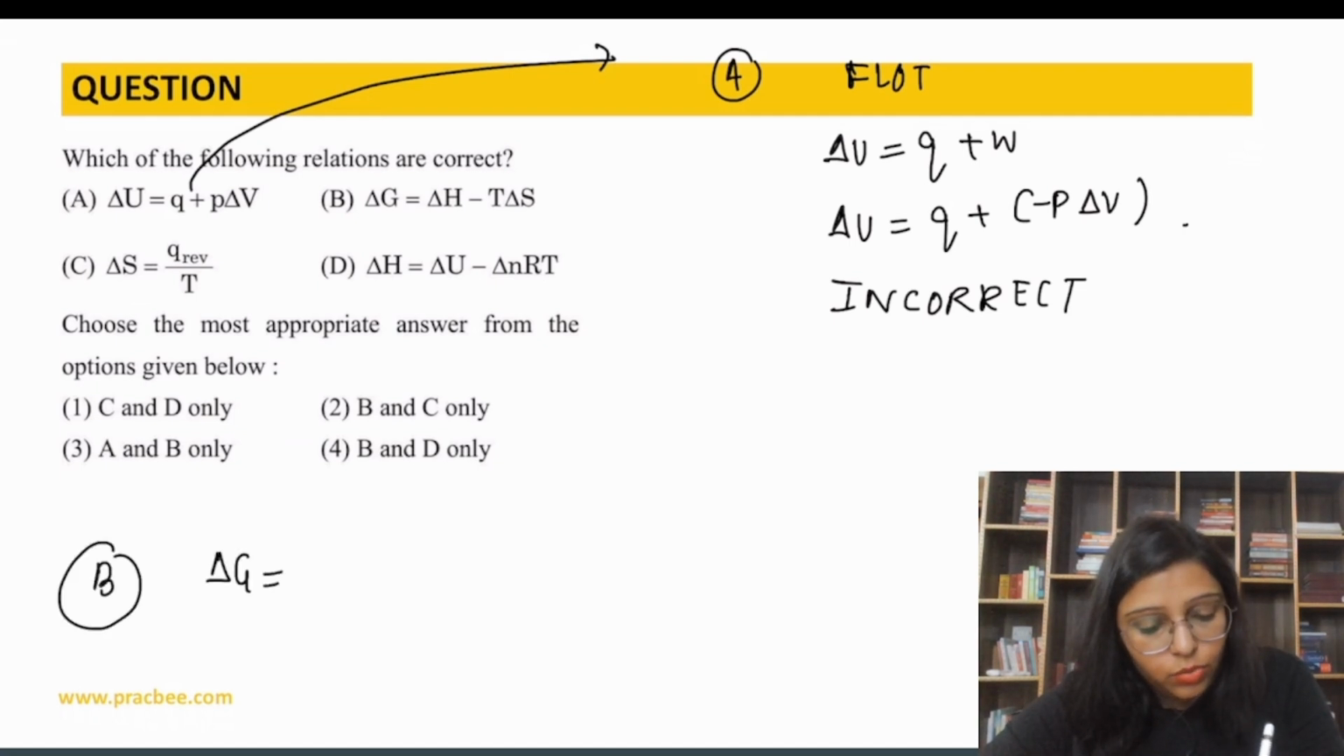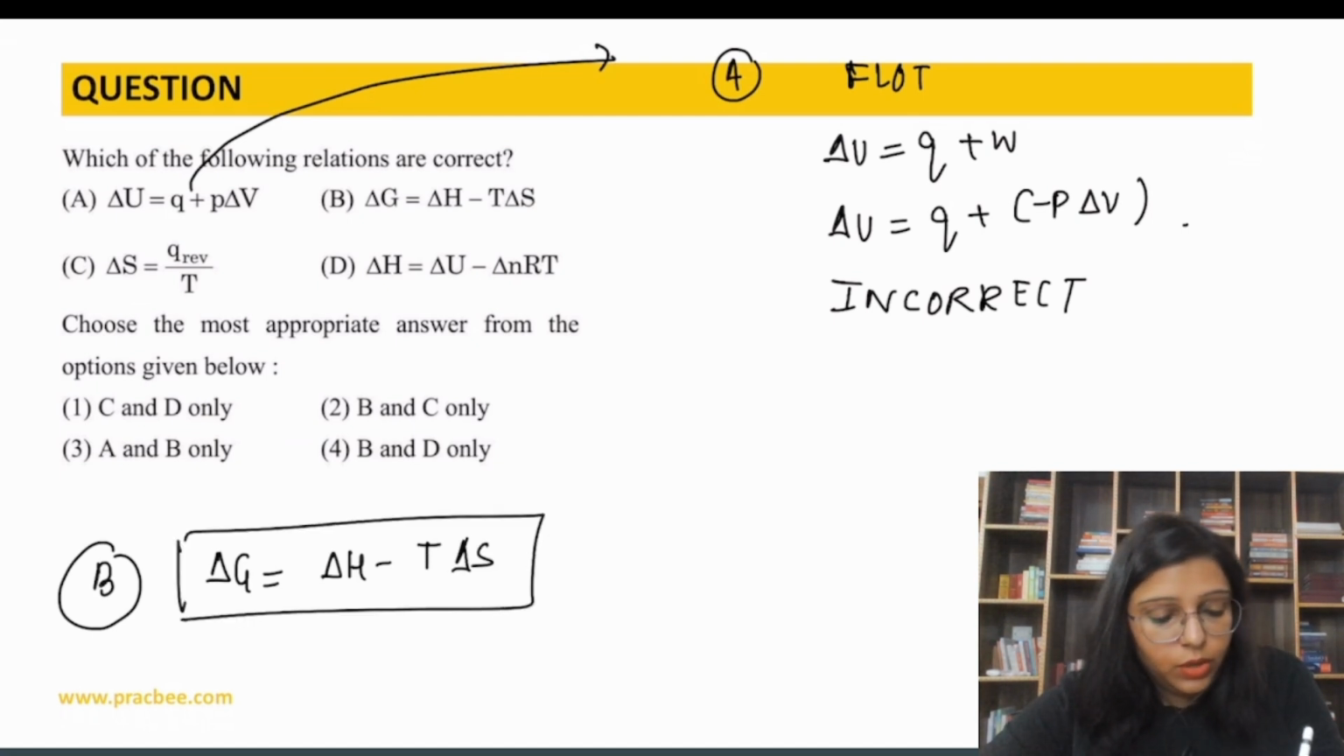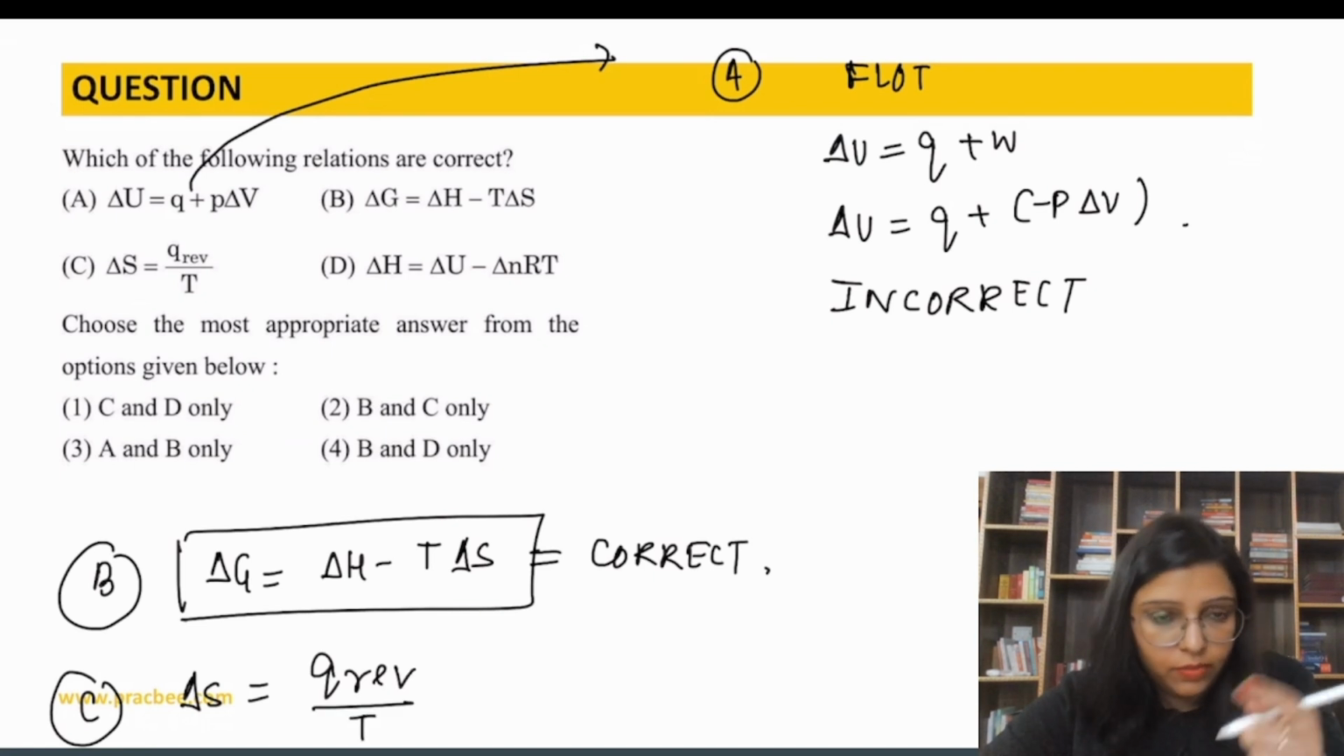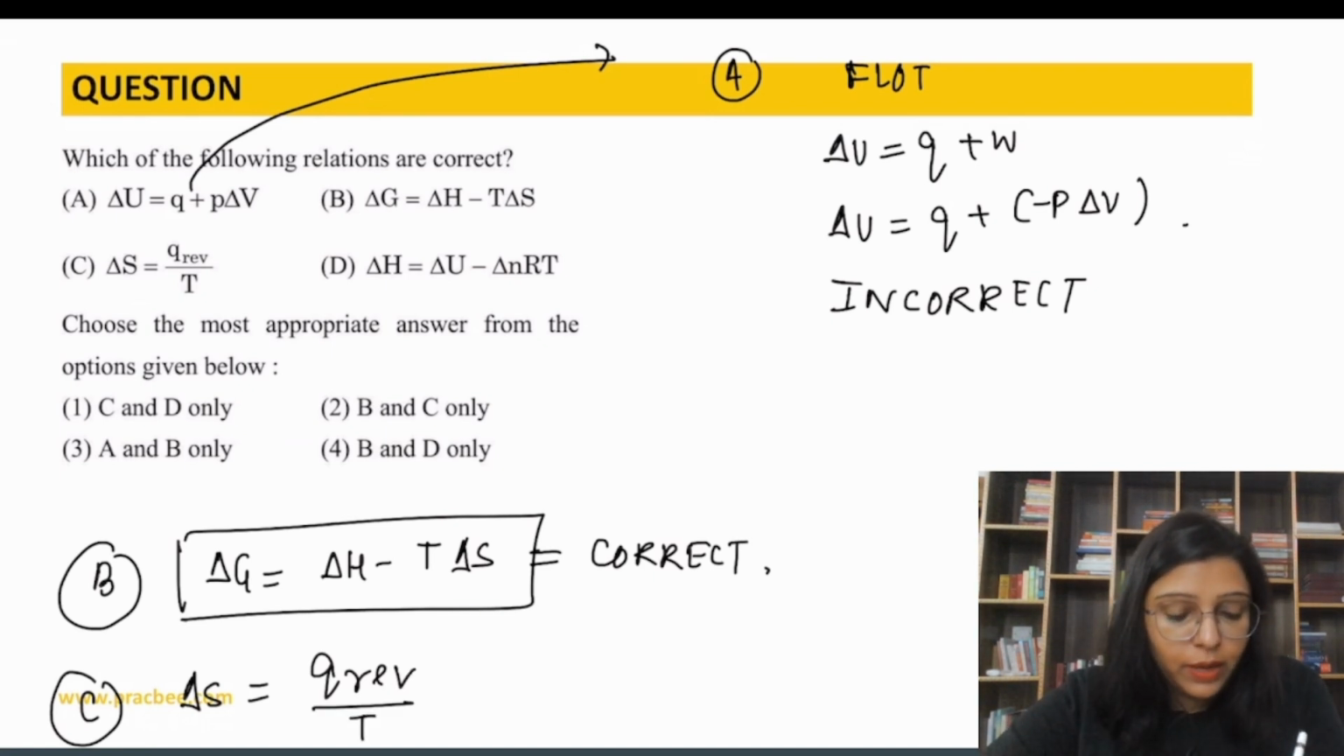Delta G is equal to delta H minus T delta S. Yes, this is a correct relationship. We know this formula. So this is correct. Okay. Now see, delta S is equal to Q reversible by T. Absolutely correct. We have just used this formula. So this is also correct.